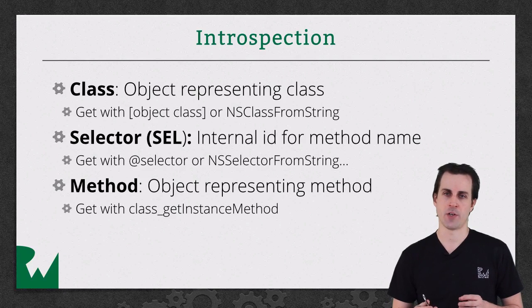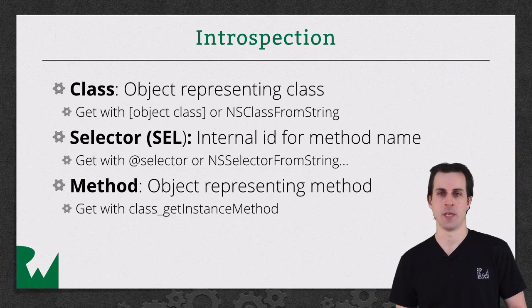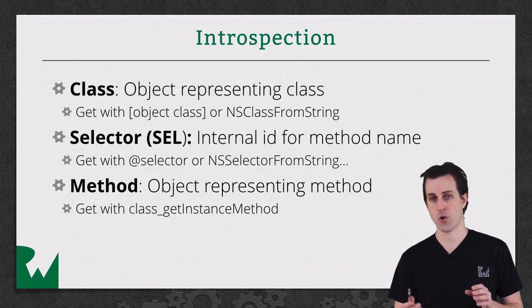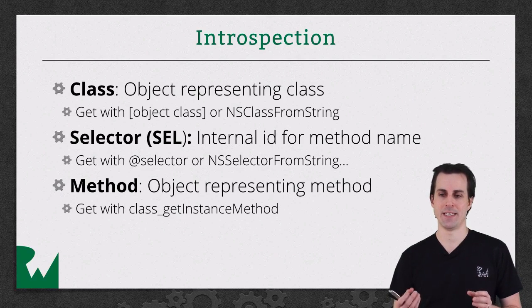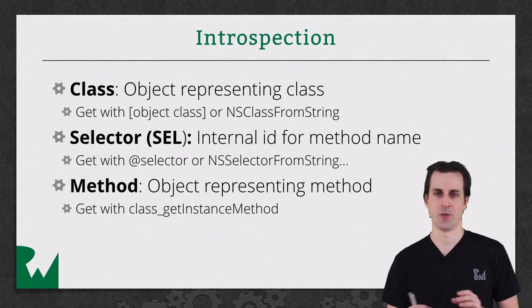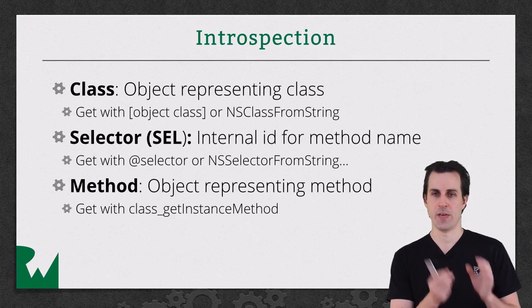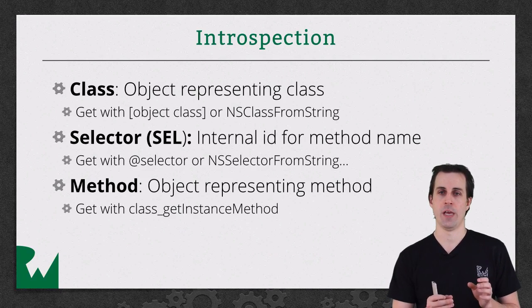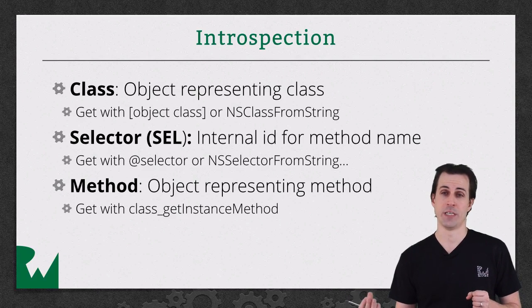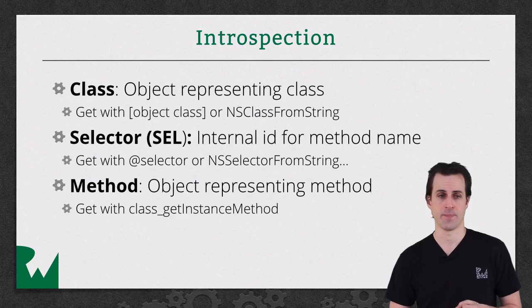Okay, so the next thing I want to talk about is this thing called a selector, and you've heard me mention selectors a few times in this video series so far. You can think of a selector as an internal ID for a method. You should not really assume what the ID is behind the scenes. Don't even worry about that. Just know that if you want to get this internal ID for a method, you should use a selector. And the reason you shouldn't care about what it is behind the scenes is because that could change from version of OS to version of OS.